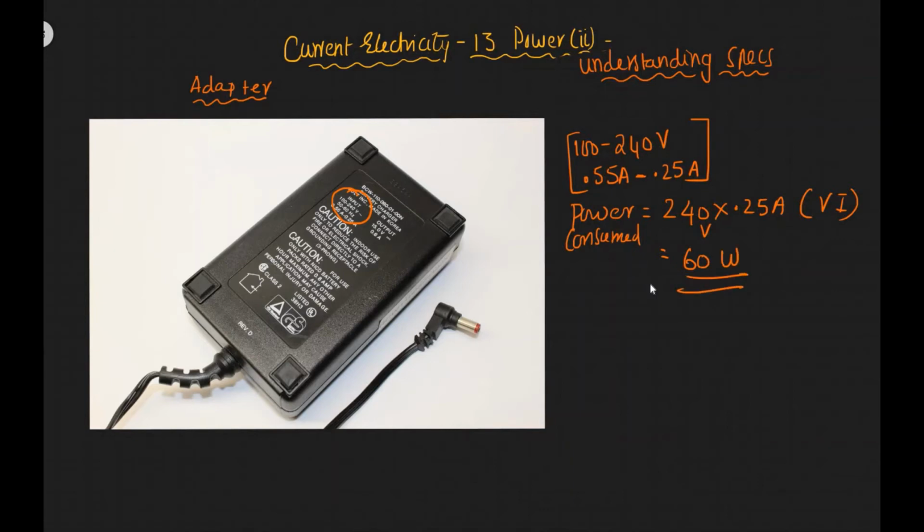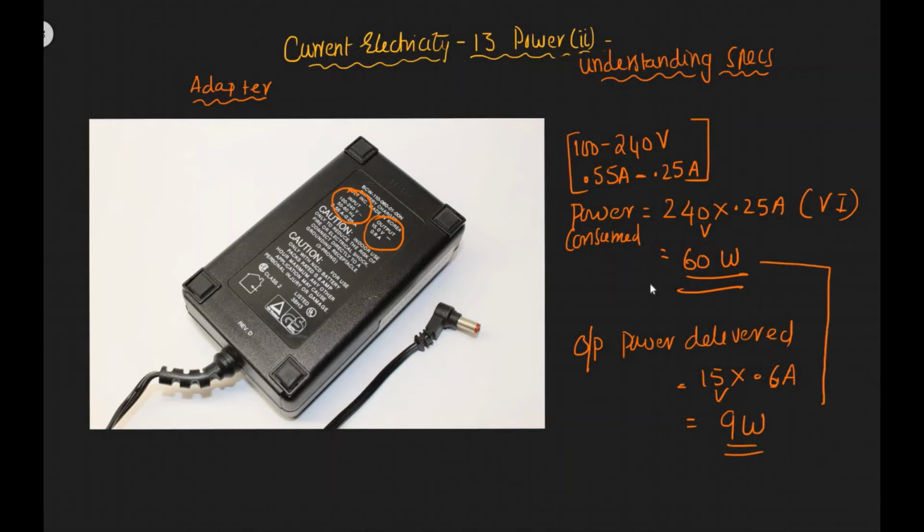Now the output power that it delivers: it takes AC and delivers DC. So the output power delivered would be equal to 15 volts into 0.6 amperes. Sorry, that should be 0.6 amperes. That's about 9 watts. So the question is, what happens to the difference of energies?